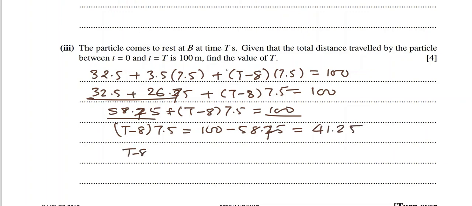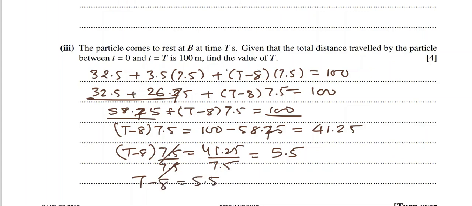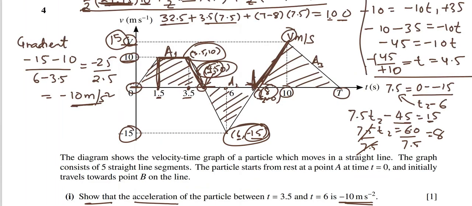So T minus 8 times 7.5 equal to 41.25. Divided by 7.5, the 7.5 cancels, and it will be 5.5. So T minus 8 equal to 5.5, which is T equal to 8 plus 5.5, 13.5 seconds. Does it make sense? Let's go back to the graph. And yes, 13.5 seconds is the perfect answer.